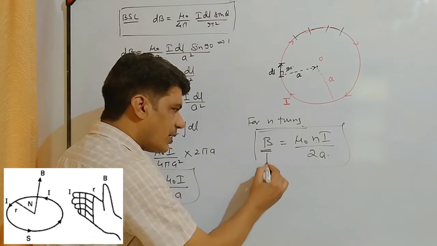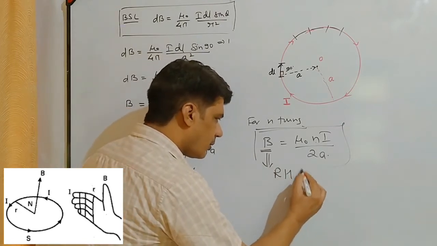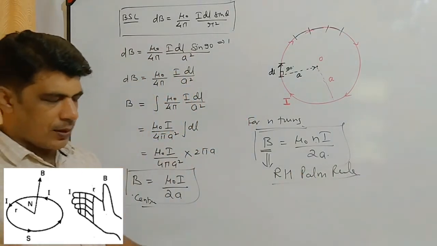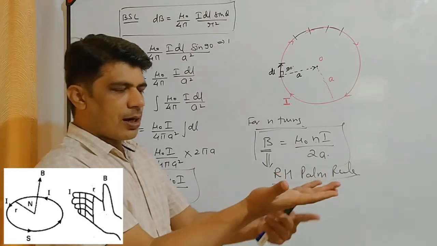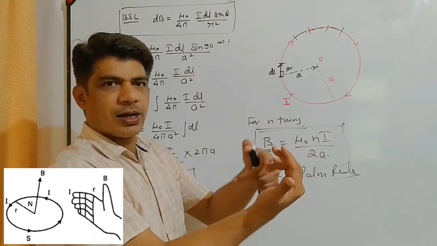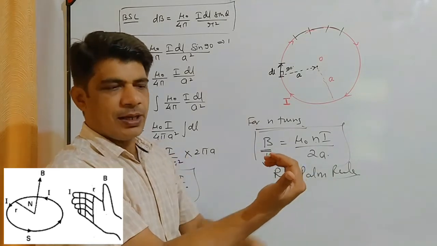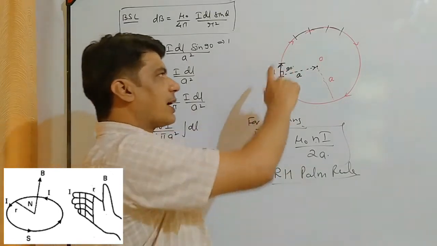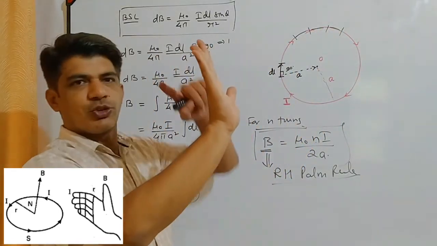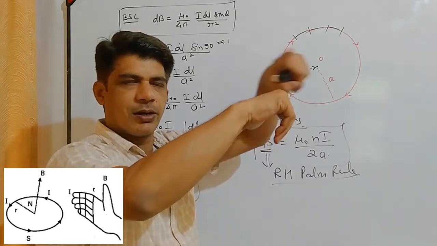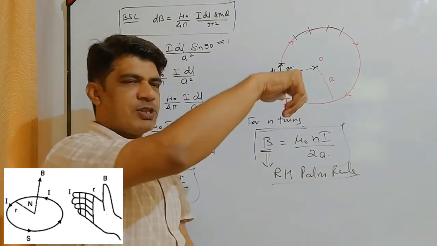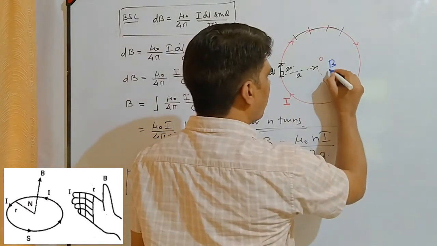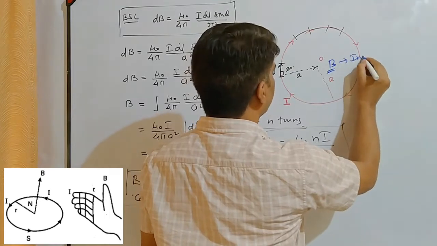Direction of this magnetic field is given by right hand palm rule, and according to right hand palm rule, if we curl the fingers of our right hand according to the direction of current, then the thumb points in the direction of magnetic field at the center of the coil. Okay, as per our diagram the direction of current is clockwise. So if I curl my fingers in clockwise direction, then the thumb is pointing in inward direction. It means as per our diagram, the direction of magnetic field at the center is inward.